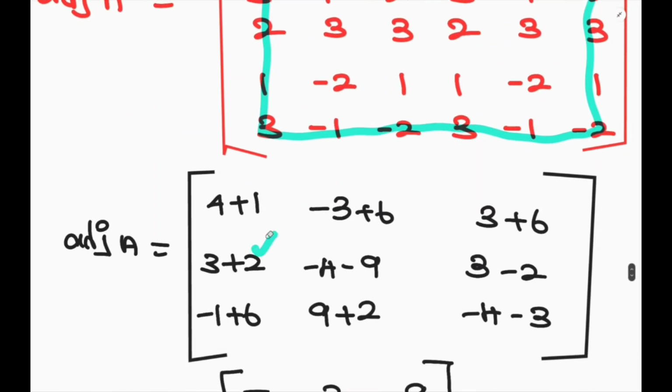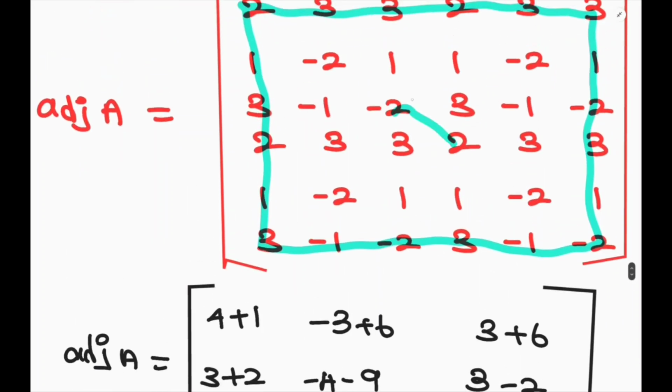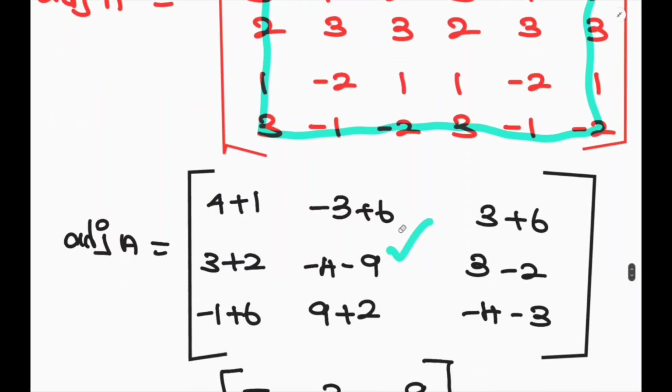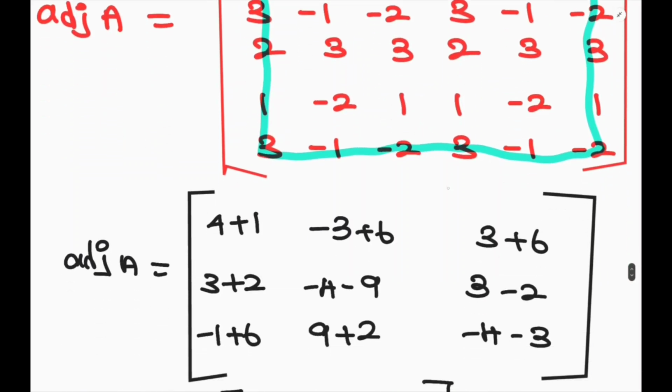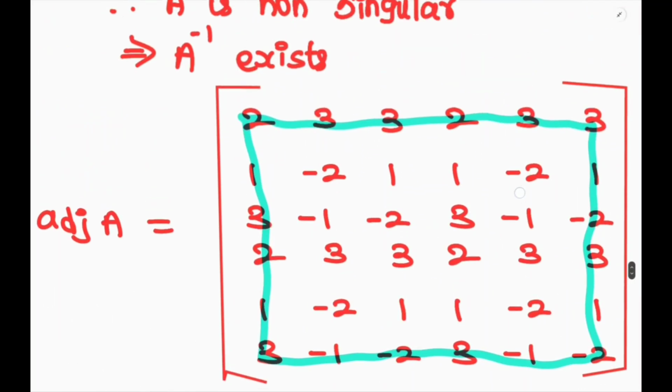So 3 plus 2. Then what is the next thing? Minus of 4, minus of minus 9, sorry, minus 9. So 4 minus 4 minus 9, that is your this entry. Then 3 minus 2, so that is this entry. That's it.